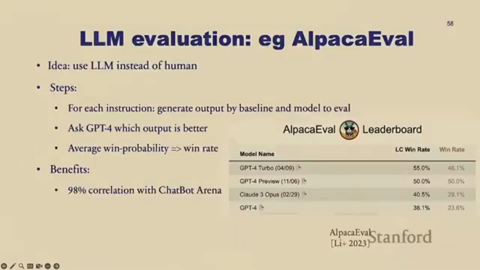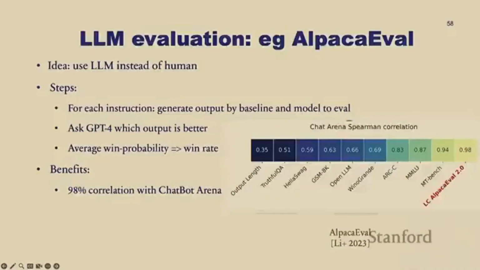So the benefit of this is that we actually get 98% correlation with Chatbot Arena, so very high correlation with humans. This is compared with correlation with other benchmarks, and it takes less than 3 minutes and less than $10 to run, so it's pretty cheap.